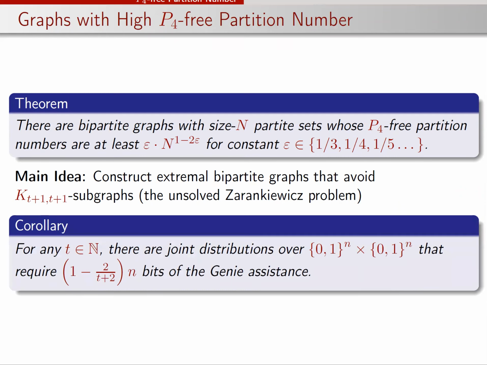So as a corollary, for any positive integer t, there are distributions over n-bit strings times n-bit strings that require 1 minus 2 divided by t plus 2, times n bits of the genie assistance. So here it requires a linear number of bits for the genie assistance, and the constant is quite large. And if we let t be very, very large, it's very close to n.